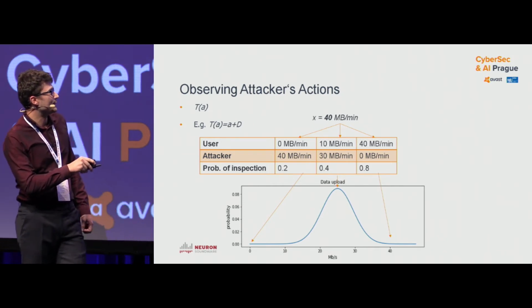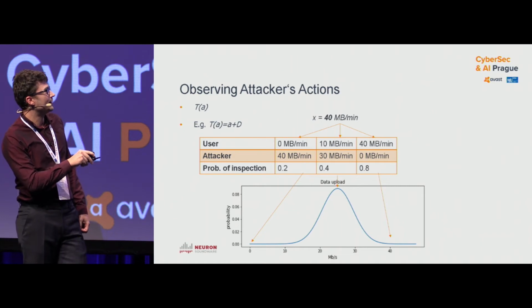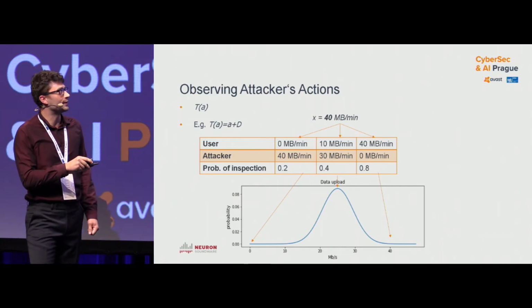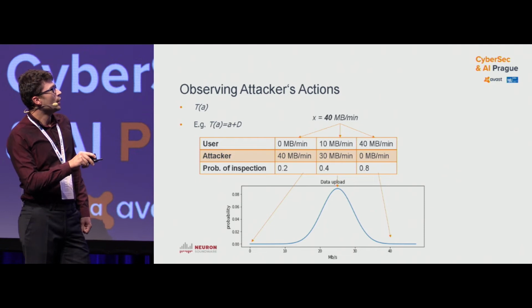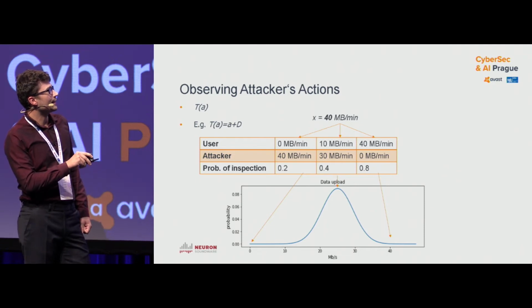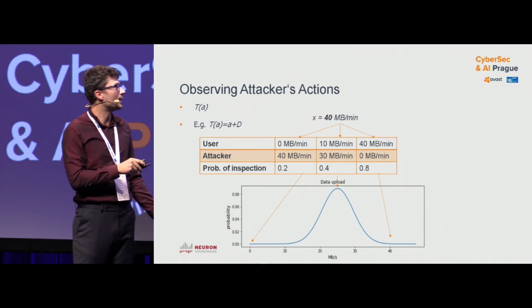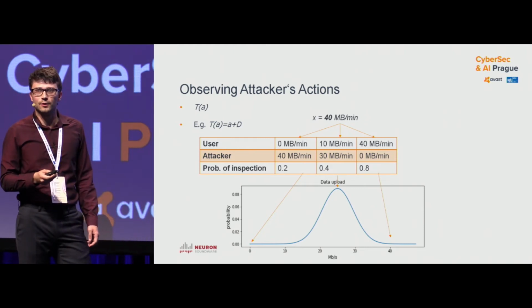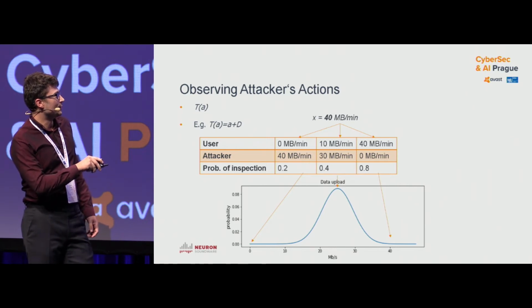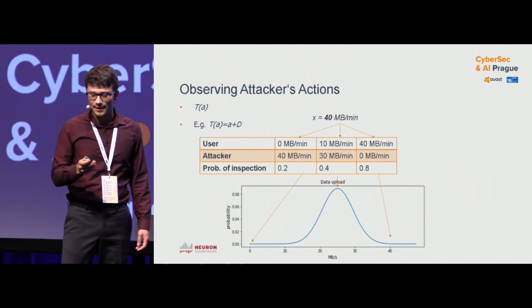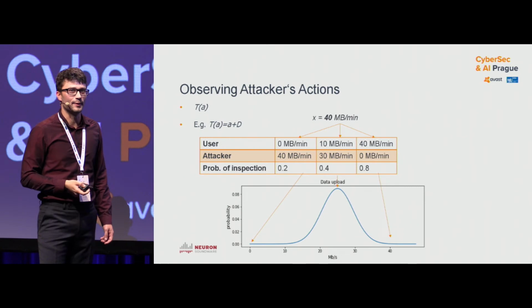I'm sorry, these numbers are swapped. So with high probability, because there is strong reward for the attacker. Or it was the user who uploaded 40 megabytes. The attacker actually didn't do anything, because that computer might not even be compromised. Therefore, we should not inspect it at all. So here should be 0, and here should be high inspection probability.